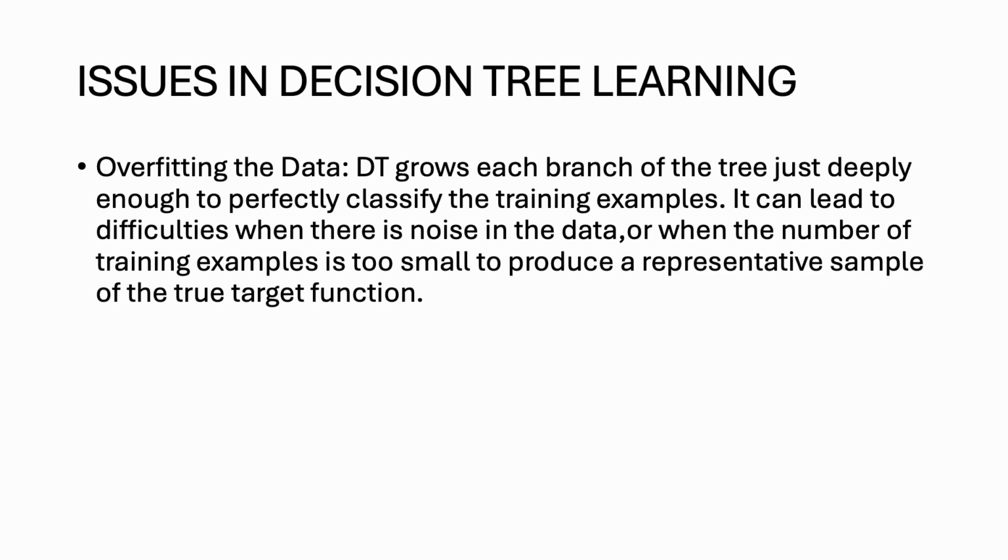And we also have some issues. The first one is overfitting the data. The decision tree grows each branch of the tree just deeply enough to perfectly classify the training examples. It can lead to difficulties when there is noise in the data, or when the number of training examples is too small to produce a representative sample of the true target function.